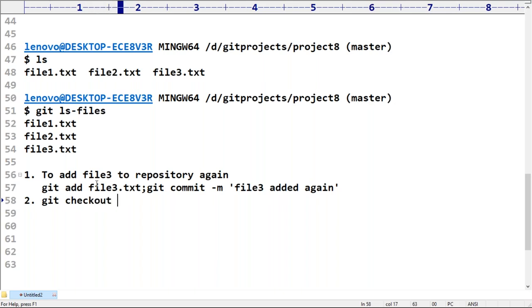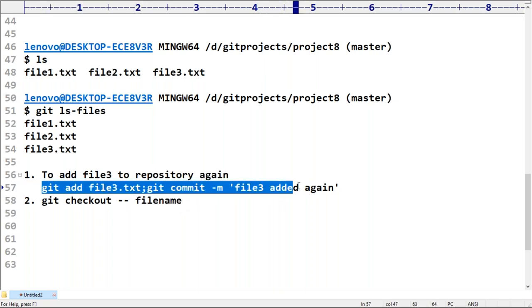Git checkout hyphen hyphen file name. Have you remembered, right? Somewhere we covered. But make sure this file should be already tracked by Git. Now, anyway, let me add this command, sir.